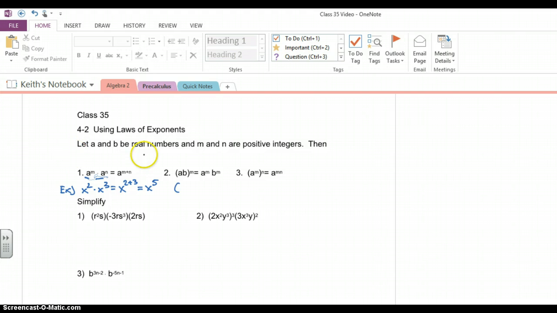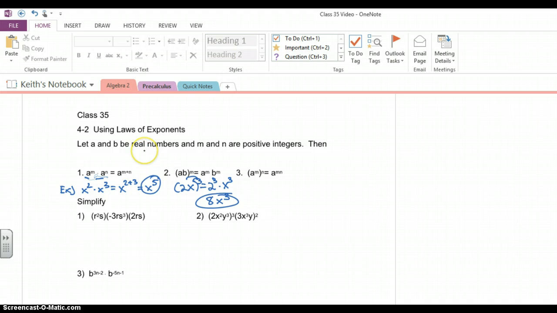When you're raising an expression with two things to a power, like 2x to the third, it's the same as 2 to the third times x to the third. So you have to distribute the 3 to both factors. So it becomes 8x to the third.